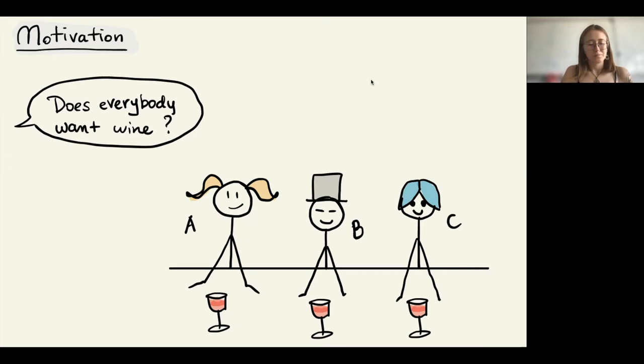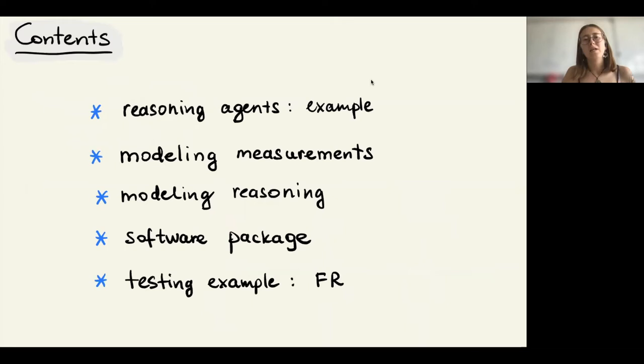And in our work, we propose the software which allows you to play around with different assumptions and different communication protocols between agents to test the power and the range of predictions of a particular setting. So first, I'll give you a more quantum reasoning example. Then we'll see how we model measurements and reasoning for quantum agents. Then I'll explain a bit about how the software package is constructed. And finally, we'll look at one testing example, which is implemented in the software currently, which is the Frauchiger-Renner thought experiment.